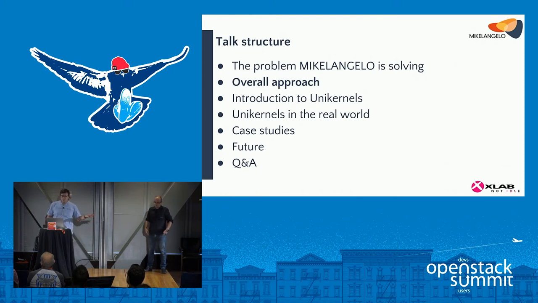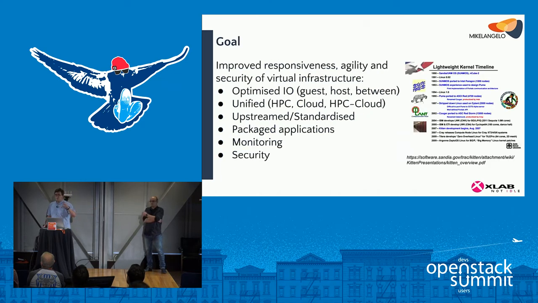Now, let's go a bit deeper into our approach and, of course, unikernels. When we started the project, we set out a lot of big, lofty goals like improved responsiveness, agility, and security of virtual infrastructure. When we looked into this matter, we saw that a lot of stuff has already been solved. Then we said, let's see what's not been solved. And I/O, virtual I/O, hasn't really been solved. When I say virtual I/O, I mean in-guest, in host, in between. Also, general efficiency, like size of images and so on.